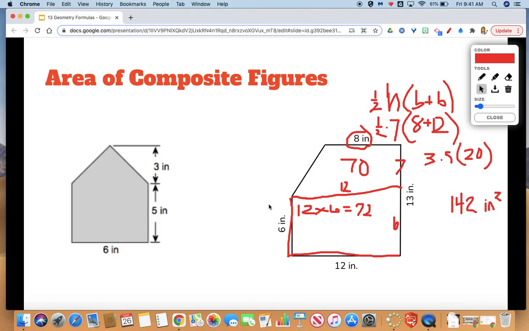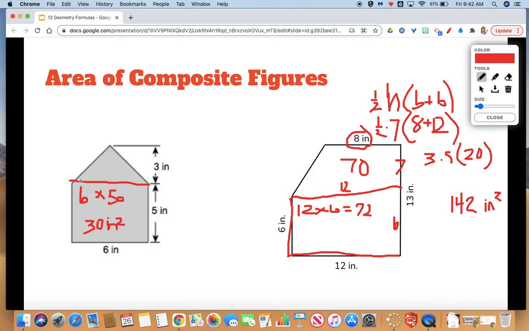One more for you today. It's a house pentagon shape. I would split this in half to create a triangle and a rectangle. If you want to try this one on your own, go for it. If you want to go through with me, continue listening. My rectangle has area, length and width of 6 and 5. I multiply those together to get 30 inches squared.